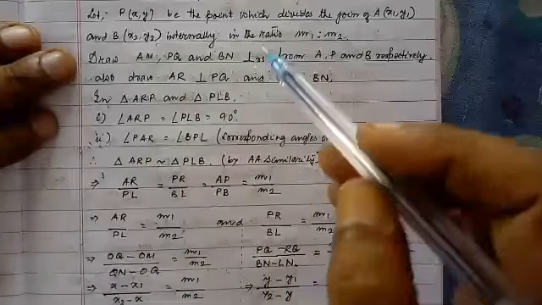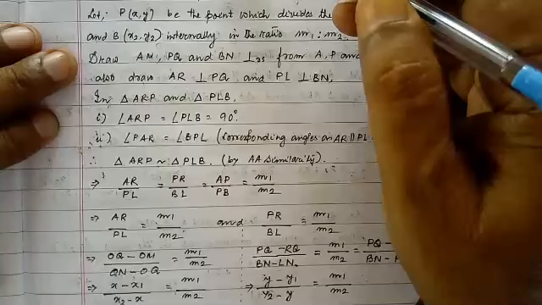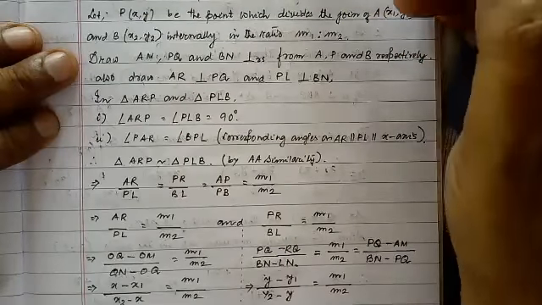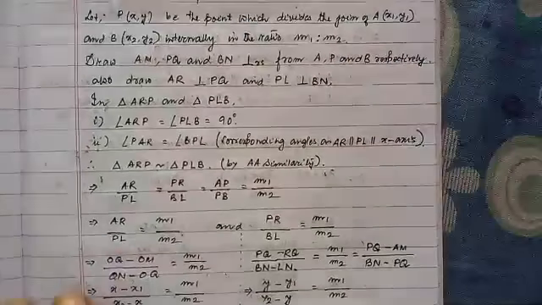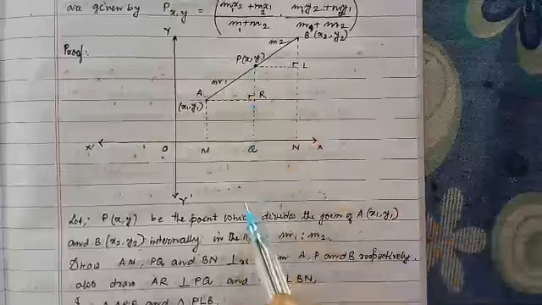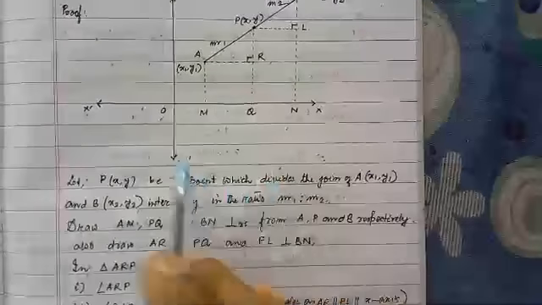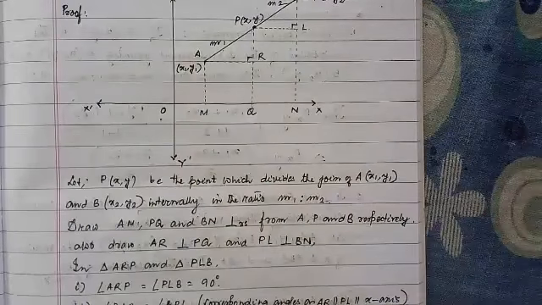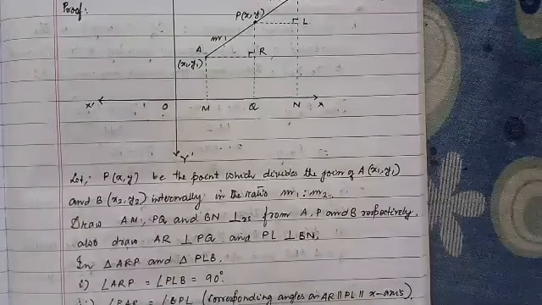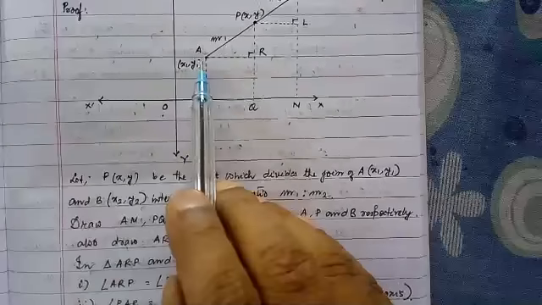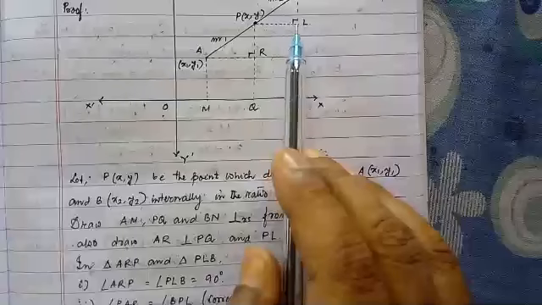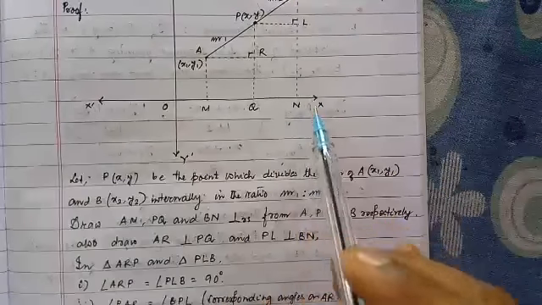Now construction. Let us draw perpendiculars AM, PQ and BN on the x-axis, and AR is drawn perpendicular to PQ and PL is drawn perpendicular to BN.